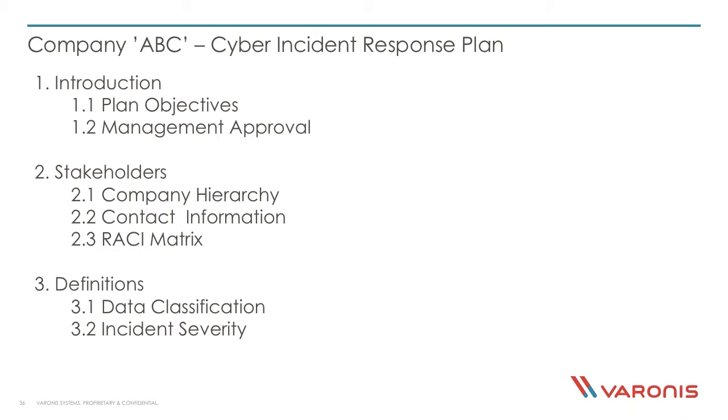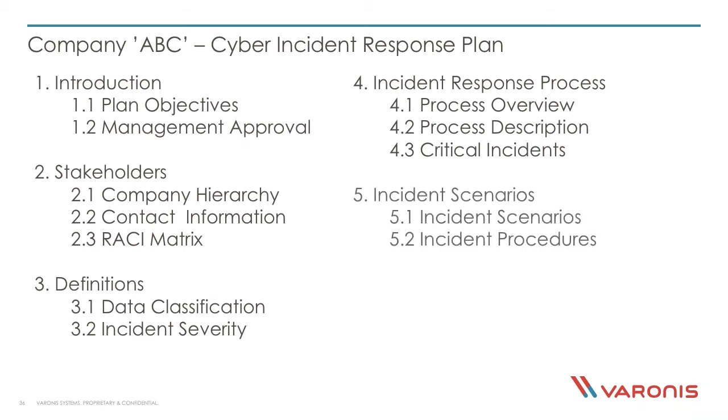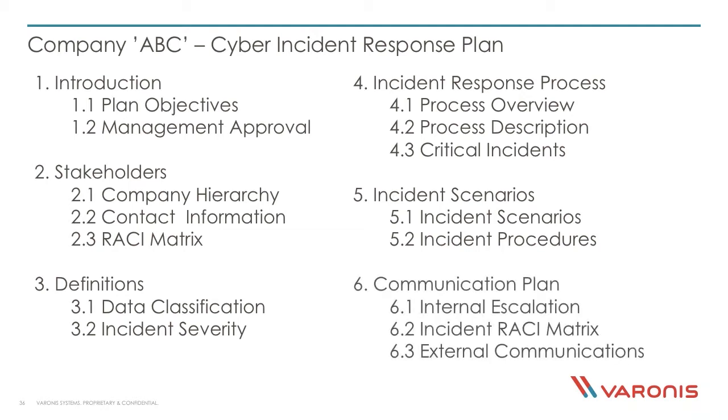Then, in the third section, we have the definitions, which includes the data classification and the incident severity definition. In the fourth section, we have the incident response process, which includes an overview of the process, a description of each task, and a guideline of what to do in case of a critical incident. Then, in the fifth section, we have the incident scenarios, which includes a list of each scenario and also the main incident procedures. In the sixth section, we have the communication plan. Depending on the size of your company, you may have this section in a separate document, but here I put it together. This communication plan includes information about the internal escalation, the incident rating metrics, and the guidelines on external communications.